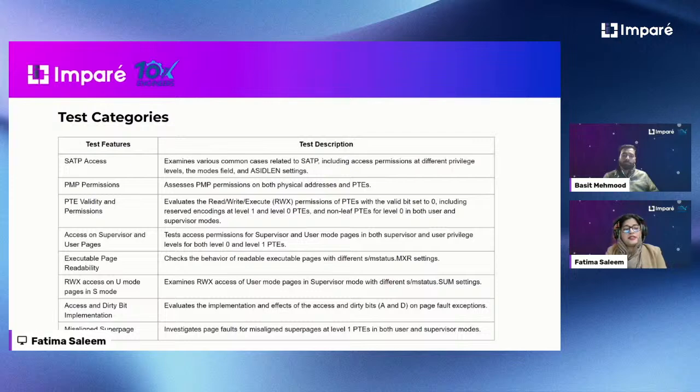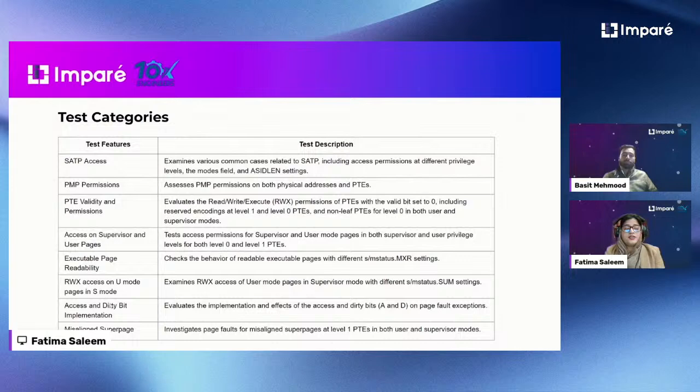We also check the access of supervisor and user pages. There are different permission settings for supervisor mode accessing user-level pages. By enabling those settings we get the proper permission, and if we don't have the permission, we get a page fault. And there are the executable page readability, the same for the MXR bit, and also the SUM bit we talked about, which lets supervisor mode access user mode pages.